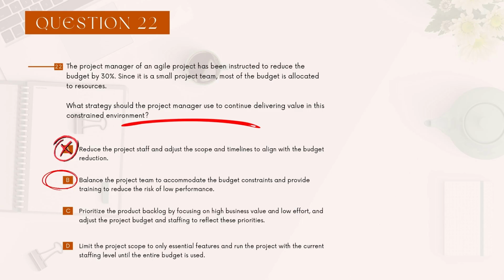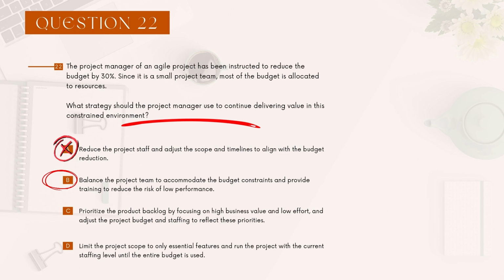Balance the project team to accommodate the budget constraints and provide training to reduce the risk of low performance. Interesting. So how are we going to balance the project team to accommodate the budget constraints and provide training? Now, let me ask you this question. Does this solve the core problem? Did we mention anything about training or a knowledge gap in our question?